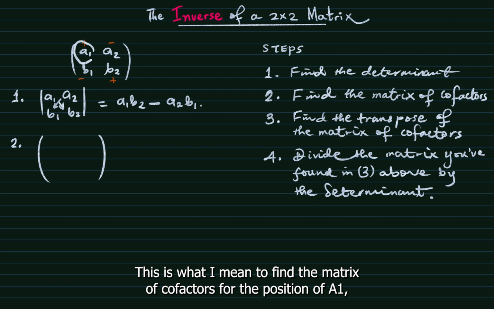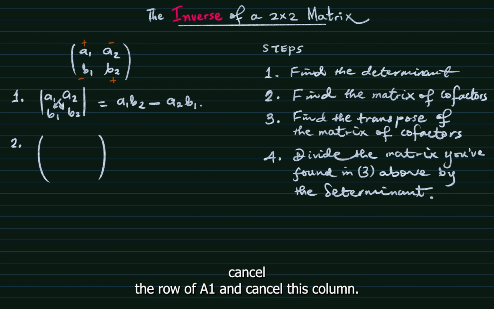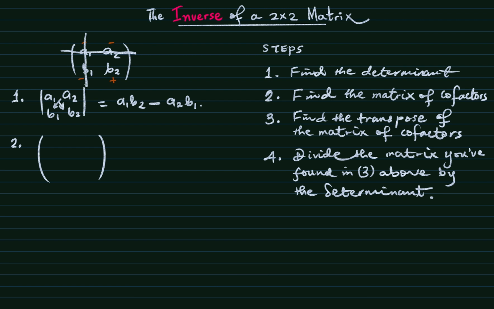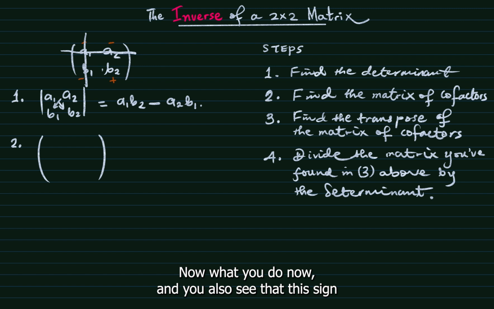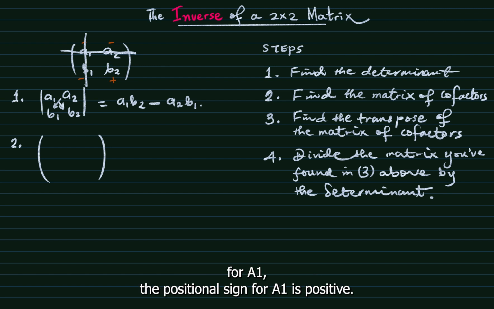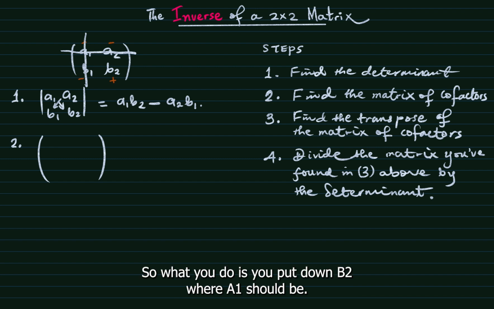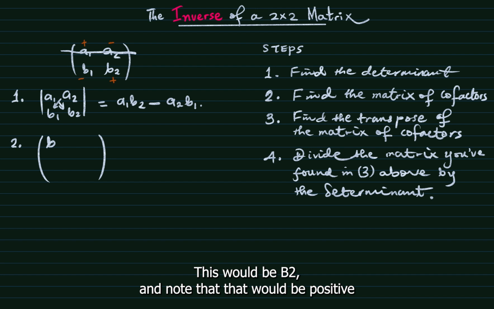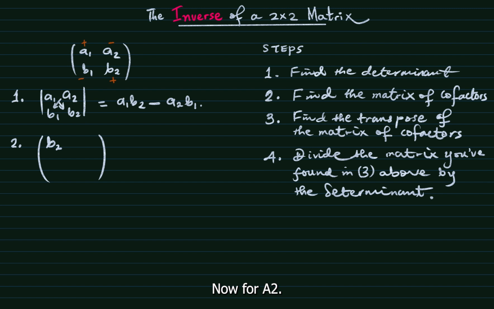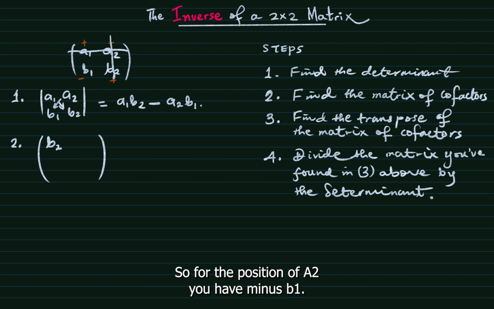To find the matrix of cofactors for the position of A1, cancel the row of A1 and cancel its column. You will see that what you have left is B2. You also see that the positional sign for A1 is positive. So you put down B2 where A1 should be. So this will be B2, and note that that will be positive. Now, for A2, this is what you do. Cancel the row for A2 and cancel its column. So for the position of A2, you have minus B1.